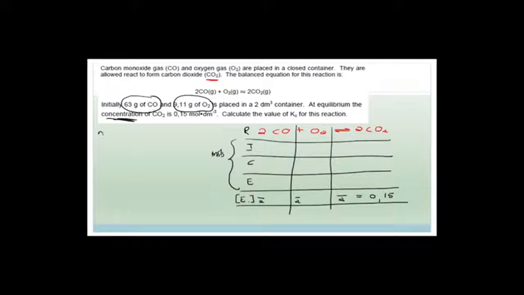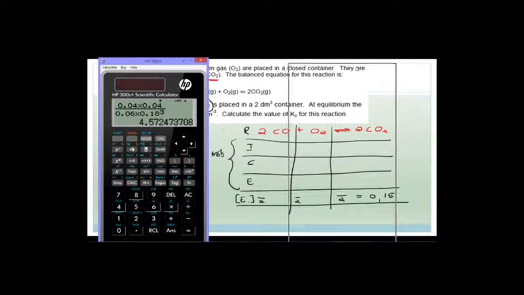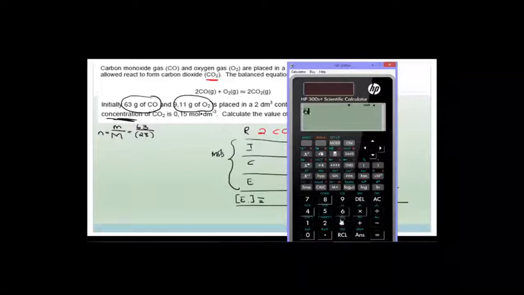The first thing we need to do is work out the number of moles of the stuff that we're given. So we know that number of moles is mass over the molar mass. So that's going to be 63 over the molar mass of carbon, which is 12, and the molar mass of oxygen, which is 16. So that should be 28, because 16 and 12 is 28. So then what we need to do is get out our calculator, and we go clear it and we go 63 divided by 28 is equal to 2.25. So the number of moles that we were given of carbon monoxide was 2.25.